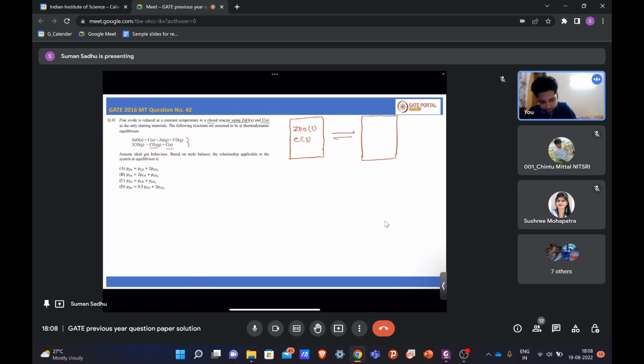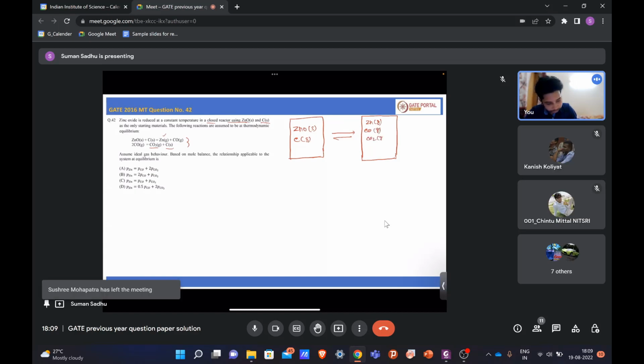Those are zinc in the gaseous form, carbon monoxide in the gaseous form, carbon dioxide in the gaseous form, and carbon in the solid form. So this will be the product phase, right? And also the unreacted carbon in the solid form and unreacted ZnO in the solid form will also be there at the equilibrium.